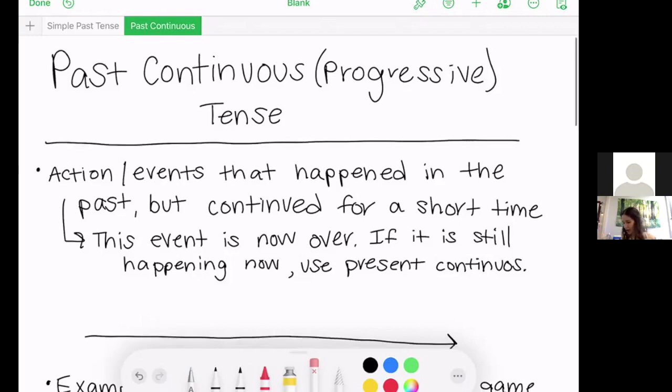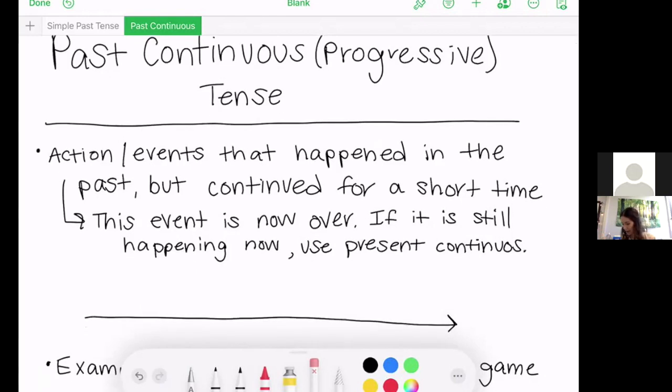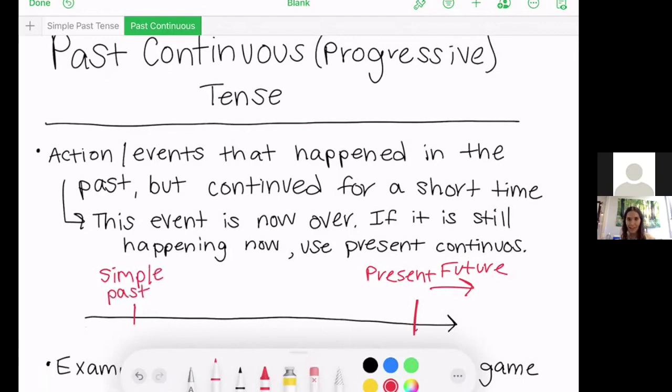So let's look at it on a timeline. So if we say this, and that way would be the future. Right here, we can say that's the present. That's happening right now. Let's say back here, we can call this the simple past. And we talked about that last week. So then we've got past continuous.